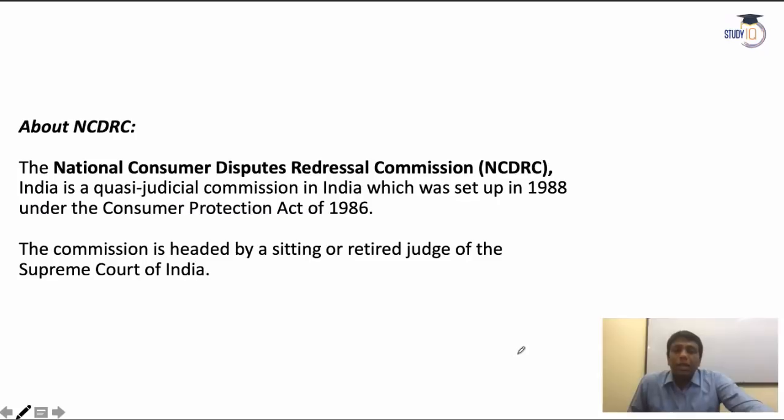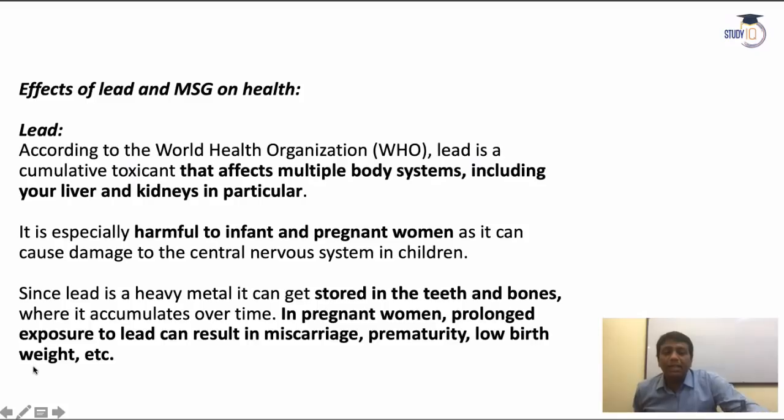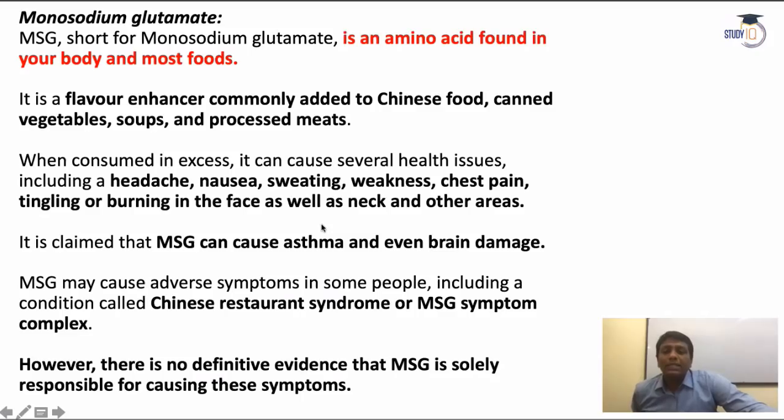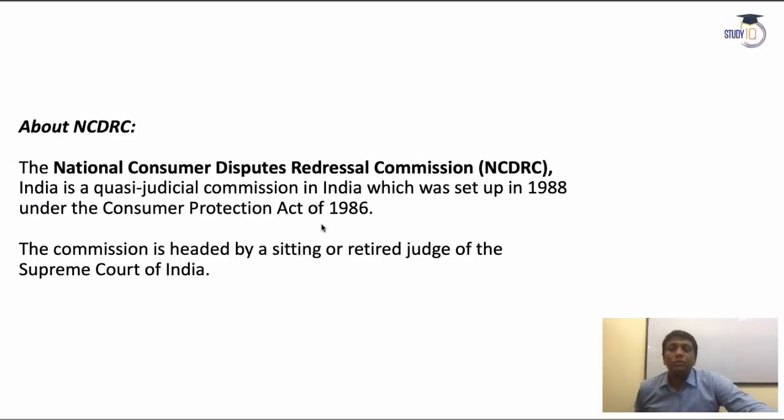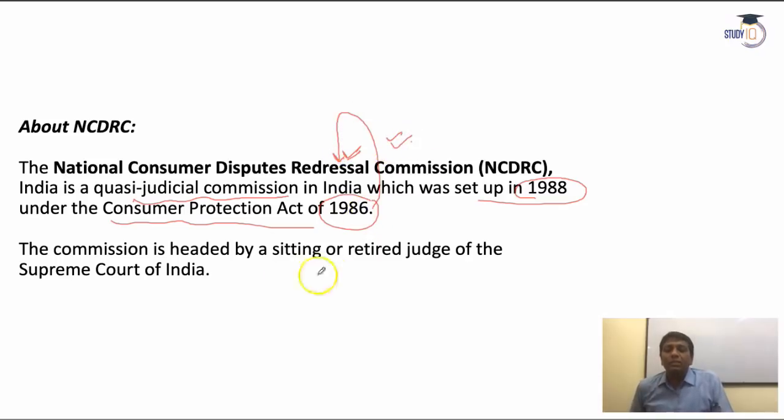That is okay, fine. Now NCDRC, what is the NCDRC? I explain here, guys. The NCDRC is those guys who allow, check and everything. This is the National Consumer Disputes Redressal Commission. Any disputes related to edible products, it will try to solve these issues and even ban them. It is a quasi-judicial commission in India, set up in 1988 under the Consumer Protection Act 1986. This commission is headed by a sitting or retired judge of the Supreme Court of India.